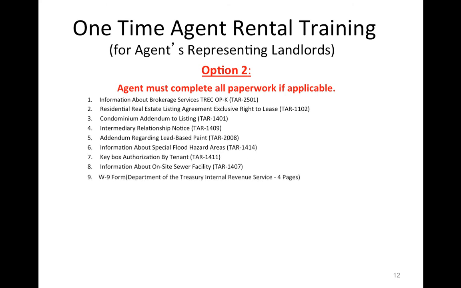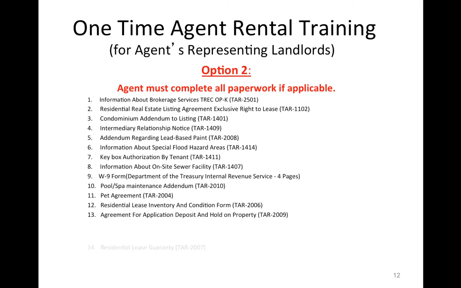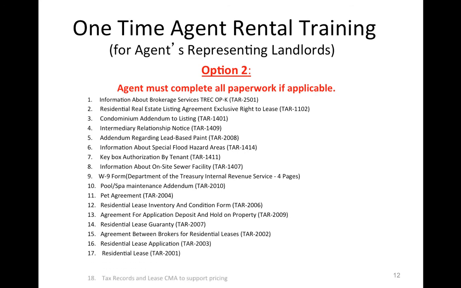Okay, welcome back. We're still continuing on with option 2, where you're going to represent the owner's interest in finding or securing a tenant for the property. Remember, it is not your responsibility or obligation to actually approve that tenant. It is totally up to the landlord, which we will be talking about in this training.